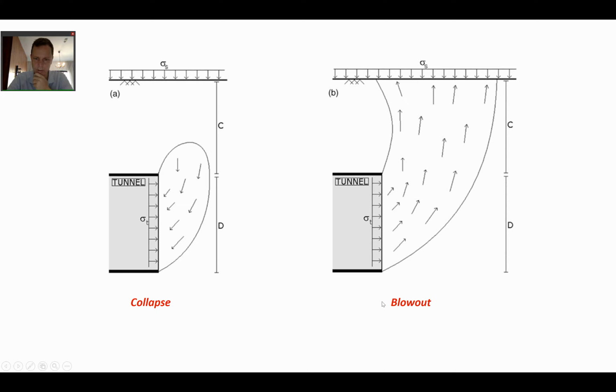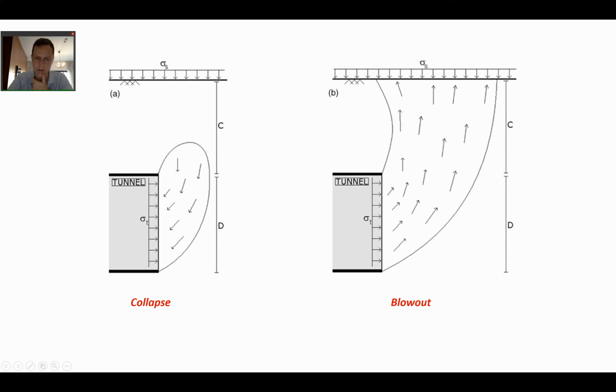So there's a range of pressures between what is known as the collapse pressure, the minimum pressure necessary to keep the tunnel face stable, and then the blowout pressure, which will imply a full blowout of the tunnel face up to the ground surface.